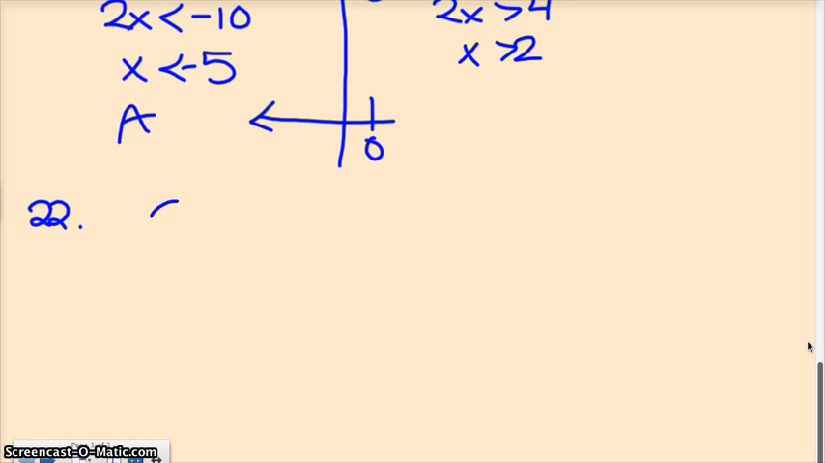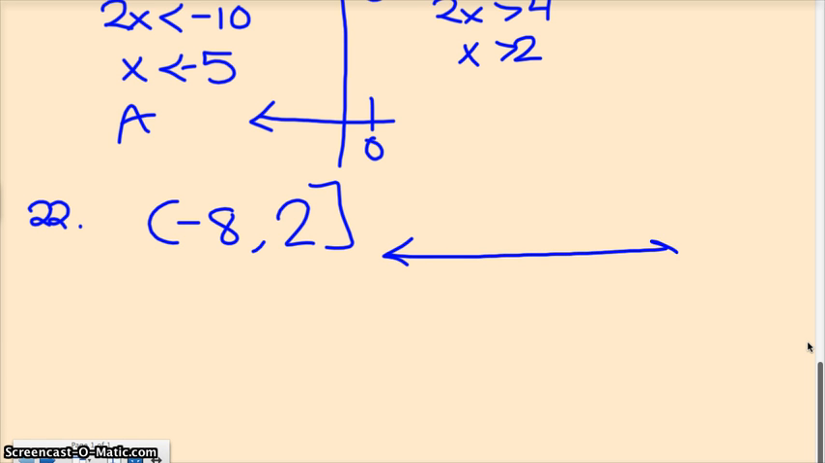Wants to know what is the graph of parentheses negative 8, comma 2 bracket. Well, I can already tell it's going to be an "and" situation. My first number is negative 8. I am an open circle because it's a parentheses, and I'm going to 2. 2 is a bracket, so it's going to be a closed circle, and I'm an "and" statement, so I'm smushed in between them. So an open circle at negative 8, closed circle at 2, smushed between, that's letter C.